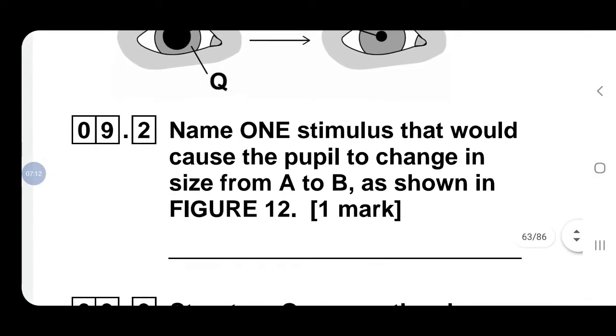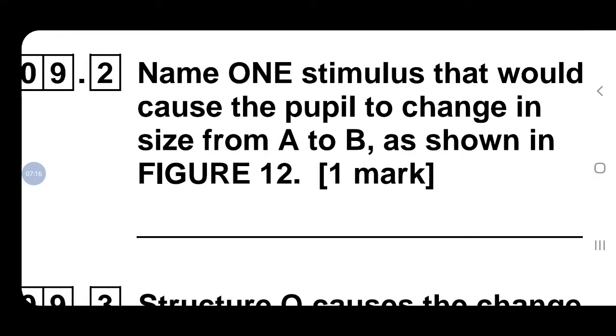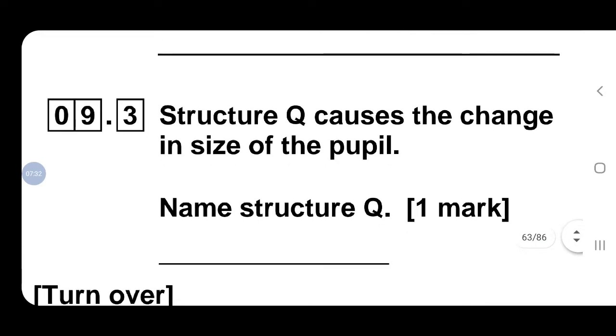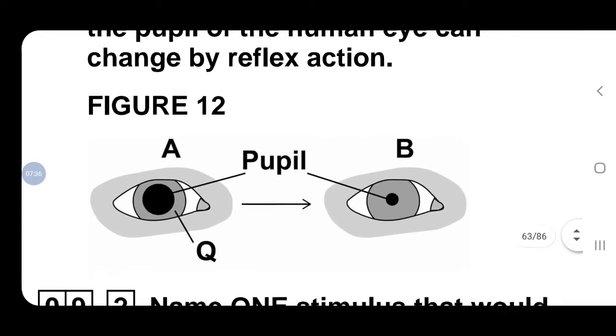So let's see the question. I'm just realizing this picture, then we will find the question. Name one stimulus that would cause the pupil to change in size from A to B as shown in figure 12. So this is a bright light. When bright light comes to your eye, you will not see properly, so your pupil will be small in size.